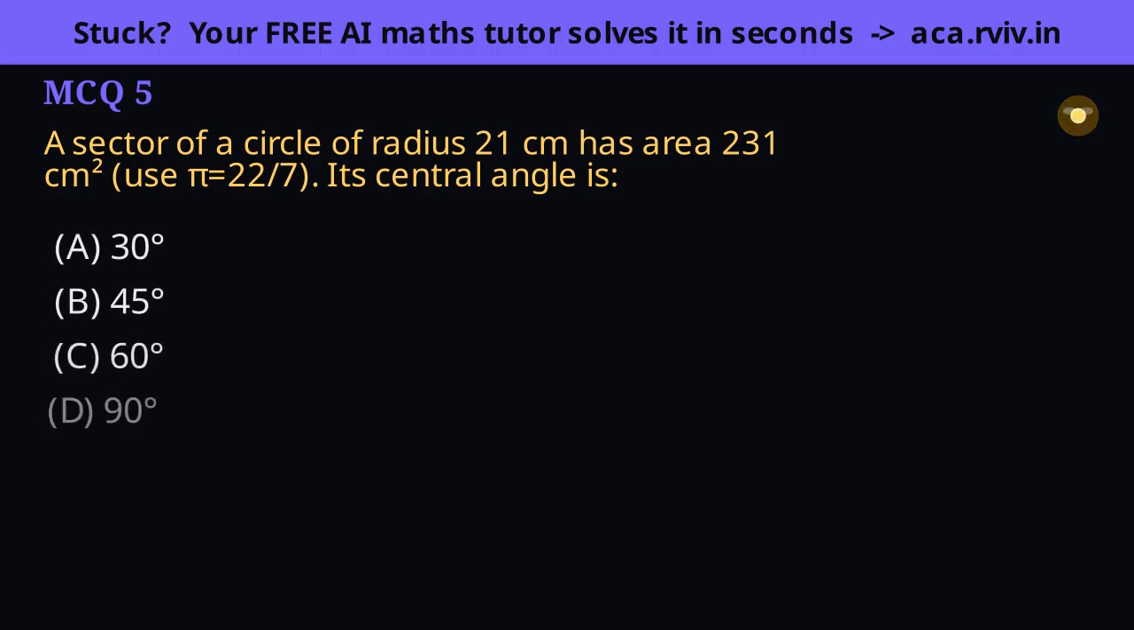Consider the four options. Write theta over 360 times 22 over 7 times 21 squared equal to 231. The 22 over 7 times 441 is 1386, so theta over 360 must equal 231 over 1386, which is 1/6, and 1/6 of 360 is 60 degrees, option C. A neat check. We solved Q2's forward version and got 231 for a 60-degree sector of radius 21. So working backwards must return that same 60 degrees.